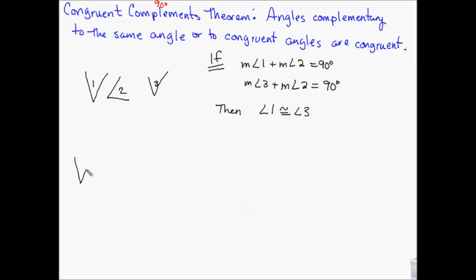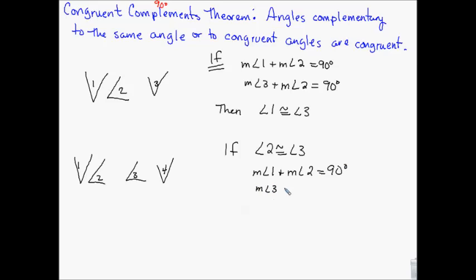And then we have, if angle 2 and angle 3 are the same, and angle 1 and angle 2 add up to 90, and angle 3 and angle 4 add up to 90, 2 and 3 were the same. That means that angle 1 is the same as angle 4.